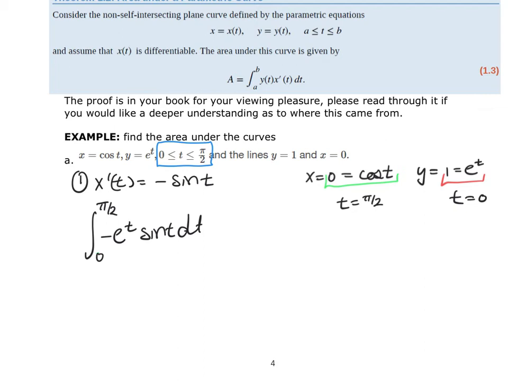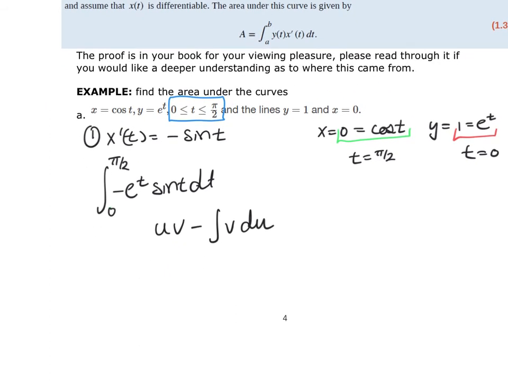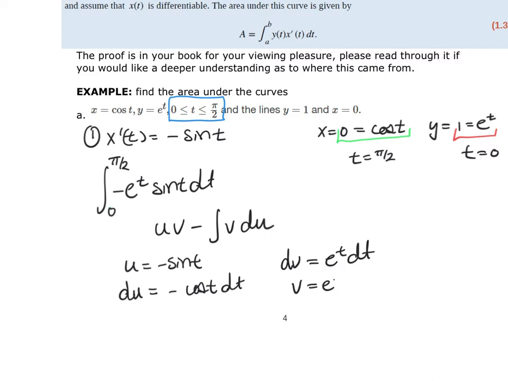So if you remember, the integration by parts is u v minus integral of v du. So I just have to make sure I get the right u's and v's. I'm going to choose u to equal negative sine of t. That means du is equal to negative cosine of t dt. My dv is e to the t dt, and then my v is equal to e to the t.